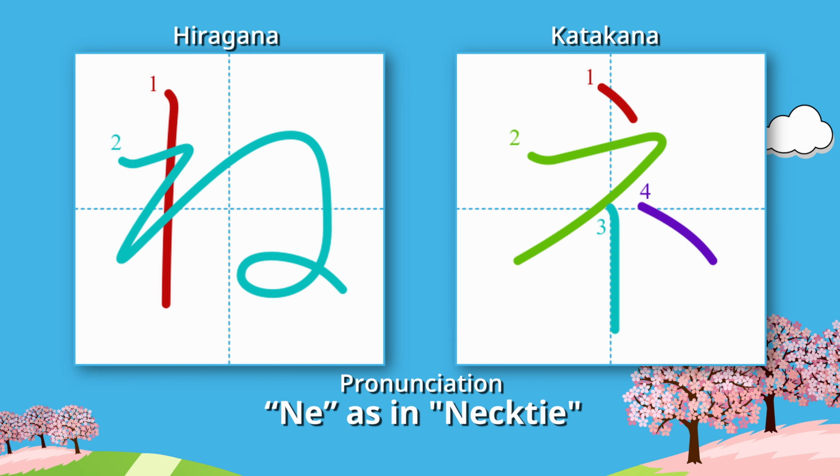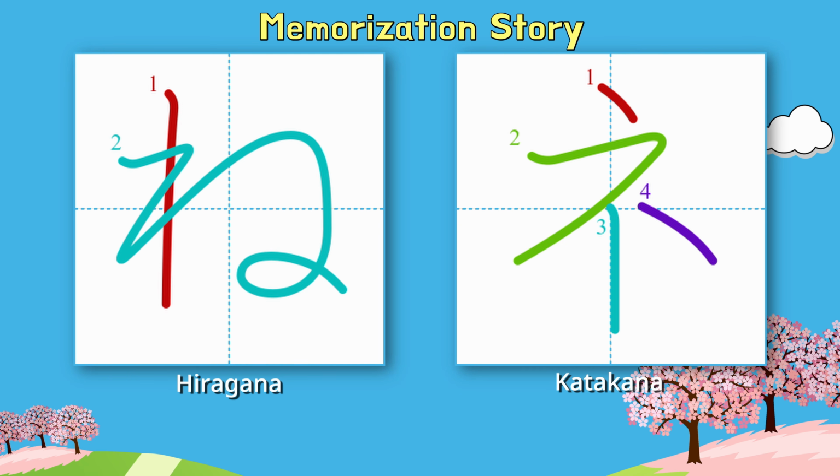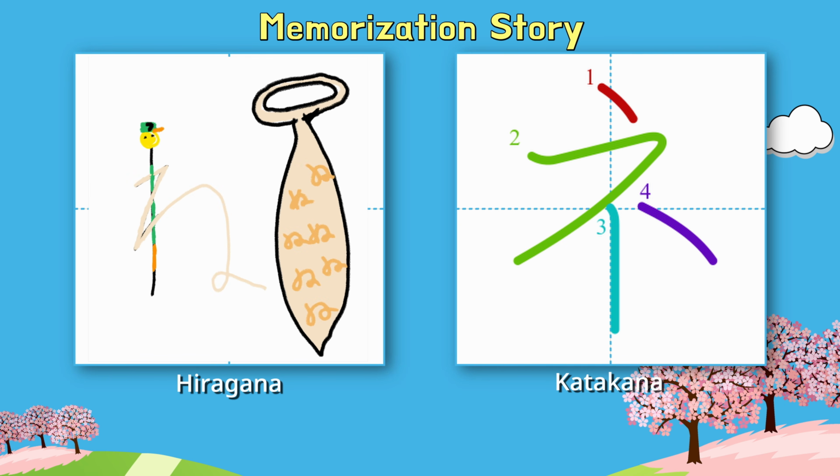These characters represent the sound ne, as in necktie. For the hiragana ne, imagine a convenience store employee for the store 7-Eleven. They're wearing a necktie in the shape of a 7, but it's covered with pictures of noodles, and it's super long, dragging on the floor just like a noodle.